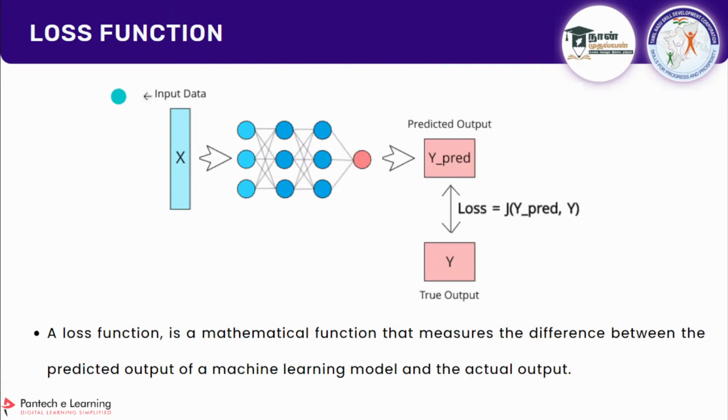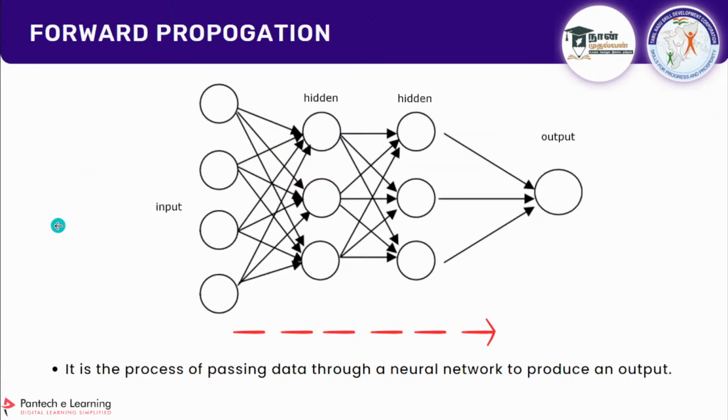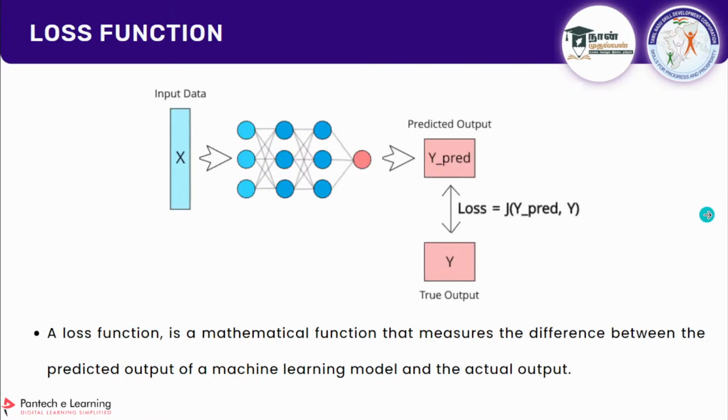Before that, you have to understand the loss function. I hope you understand forward propagation from input till output. Once you get the output, you are going to calculate the loss. So what is this loss? For example, imagine you are performing a classification problem and your output can be either 1 or 0.